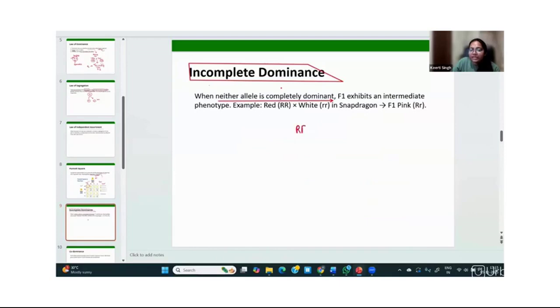For example, this is the cross that is given. Suppose this R is dominant, and of course it is homozygous. Now this pair is homozygous. This is also homozygous. If this flower is red in color and this small r is white in color, then according to Mendel's law of dominance, the F1 generation must have a combination of this, and all plants should be red in color, right? But in actuality, it is not happening.